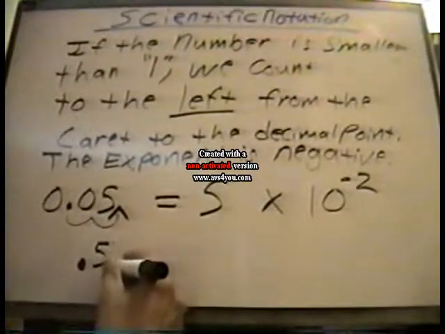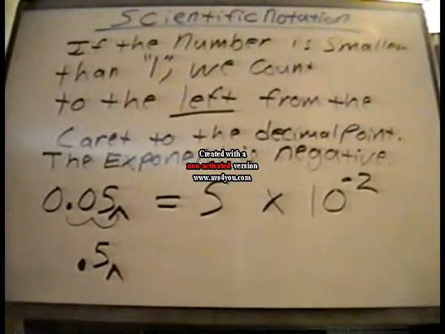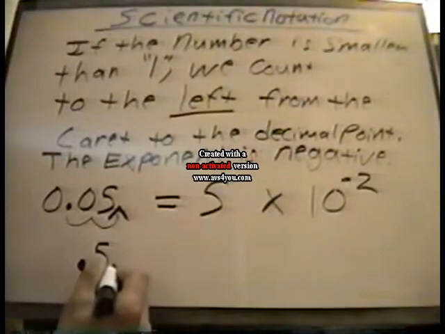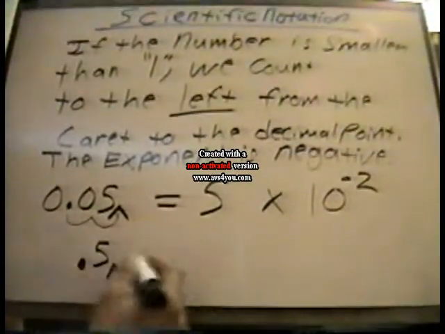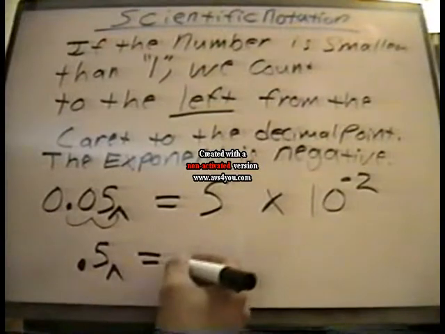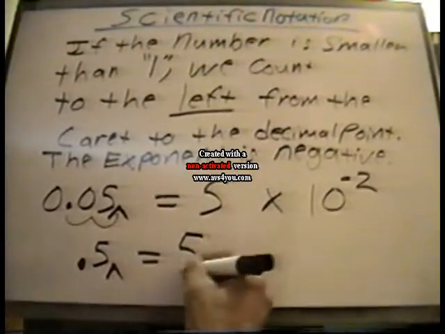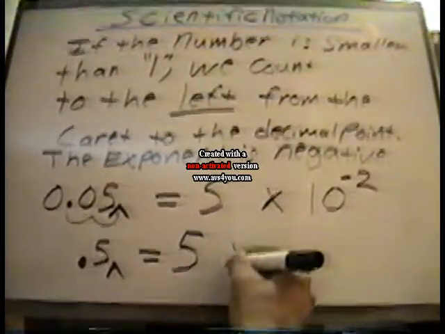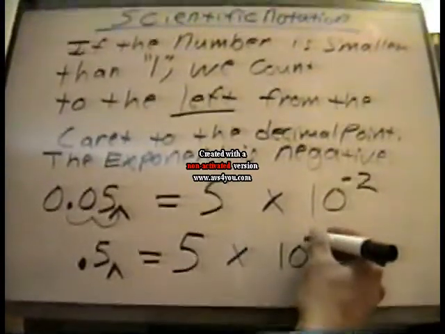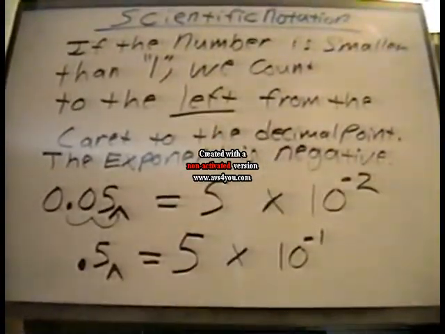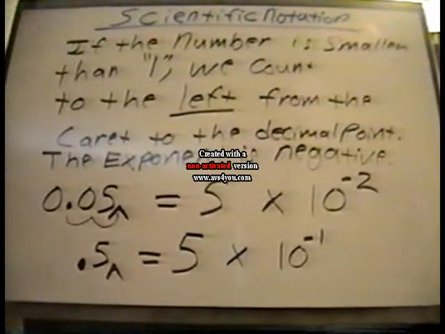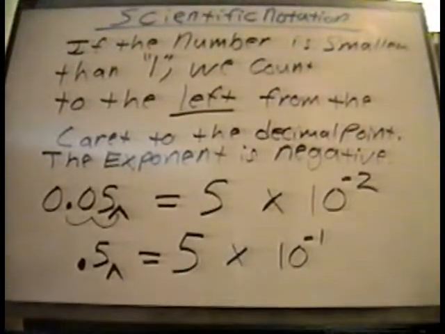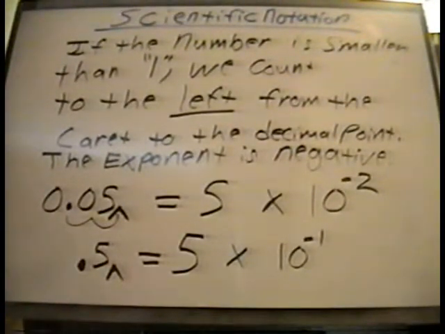to the right of 5, and then we count the number of places between the caret and the decimal point, which is 1 place. So that gives us 5 times 10 to the power of -1. You're going to have negative exponents when you're converting smaller numbers to scientific notation, and you're going to have positive exponents when you're converting larger numbers, numbers larger than 10, to scientific notation.